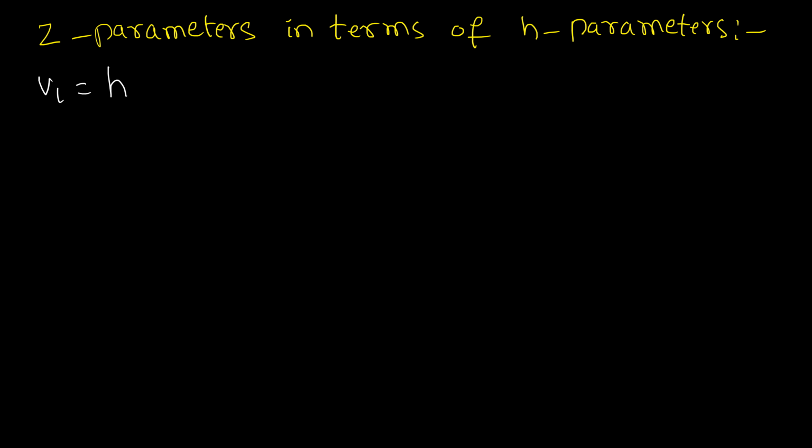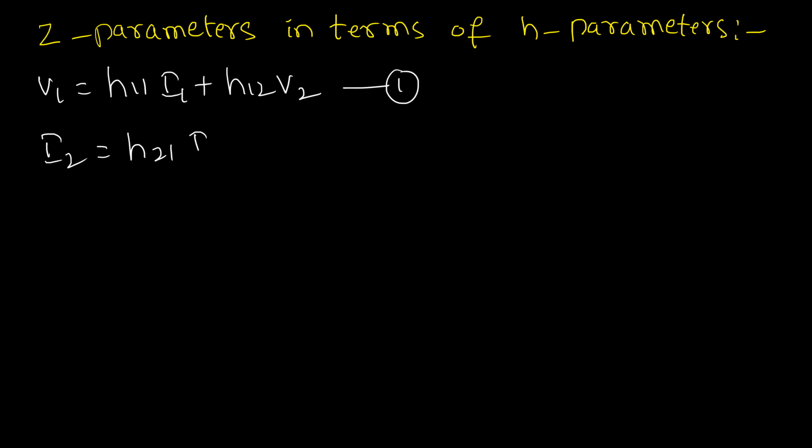in terms of hybrid parameters or H parameters. Let us see how this can be. For that we need the standard equations for the H parameters, that is V1 equal to H11 into I1 plus H12 into V2. Call it as equation 1. And the second equation, that is I2 equal to H21 into I1 plus H22 into V2. So this is the second equation.